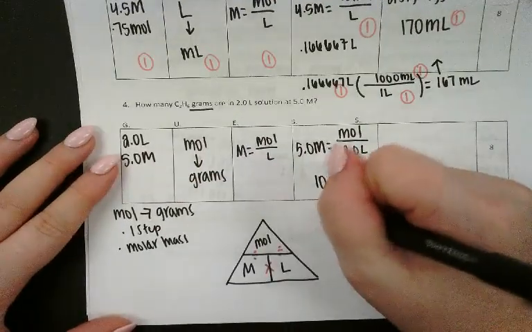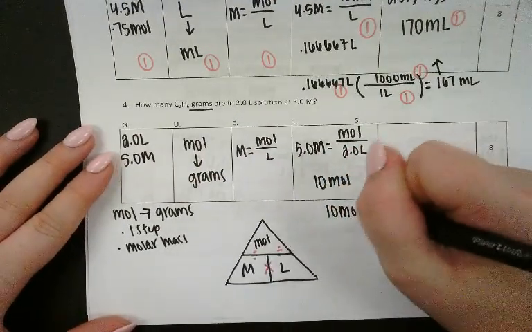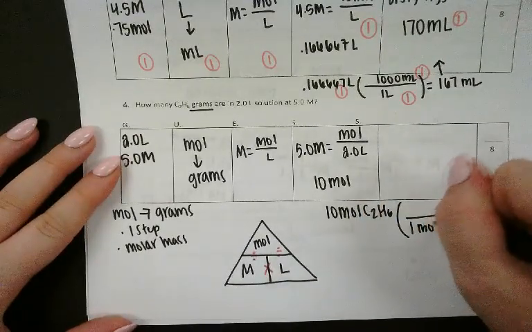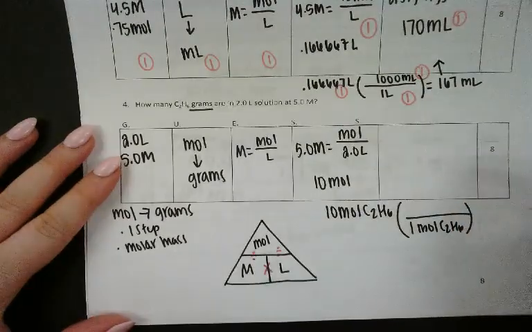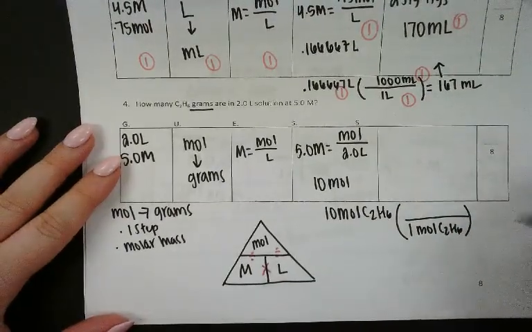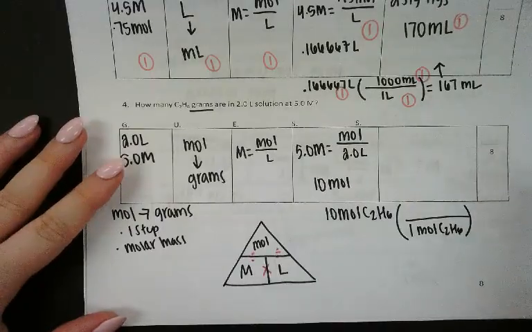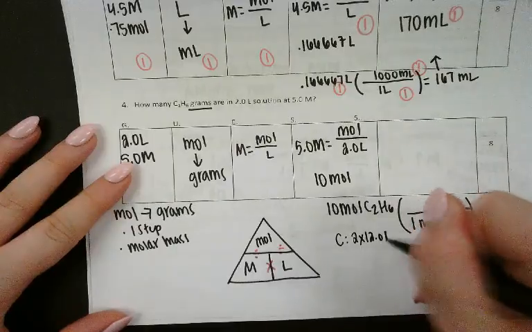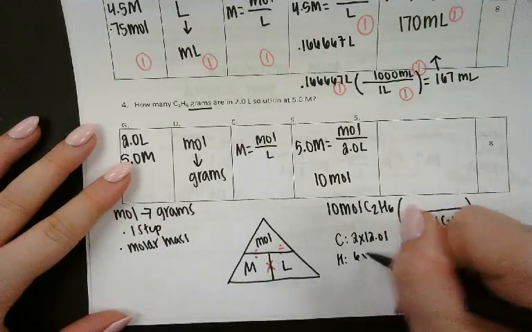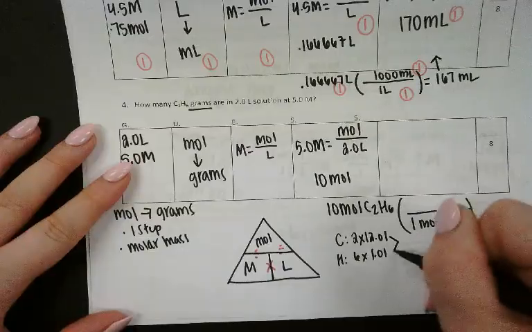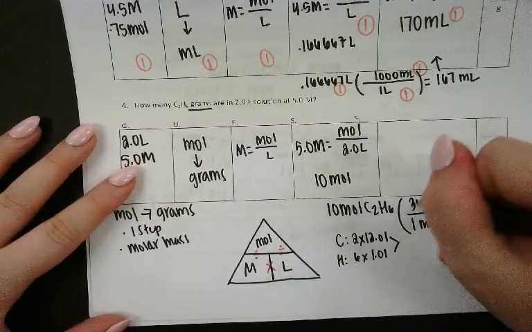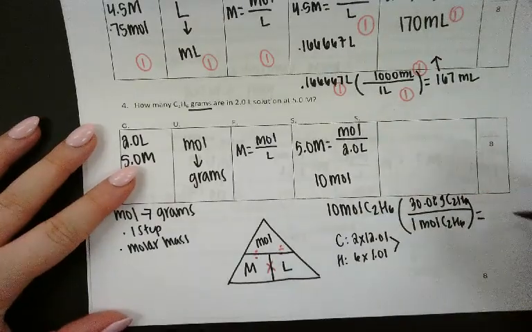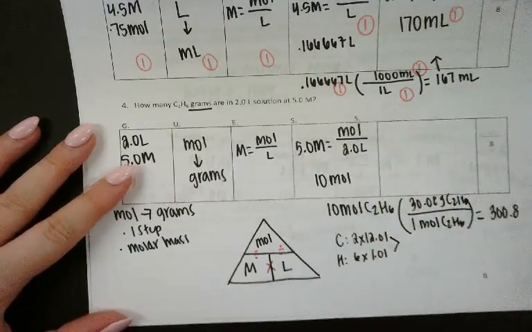Okay, so 10 moles C2H6, 1 mole C2H6. I have to calculate my molar mass, okay? So 2 times 12.01, 6 times 1.01. When I add these two together, I get 30.08 grams of C2H6. When I multiply these, I get 30.8.